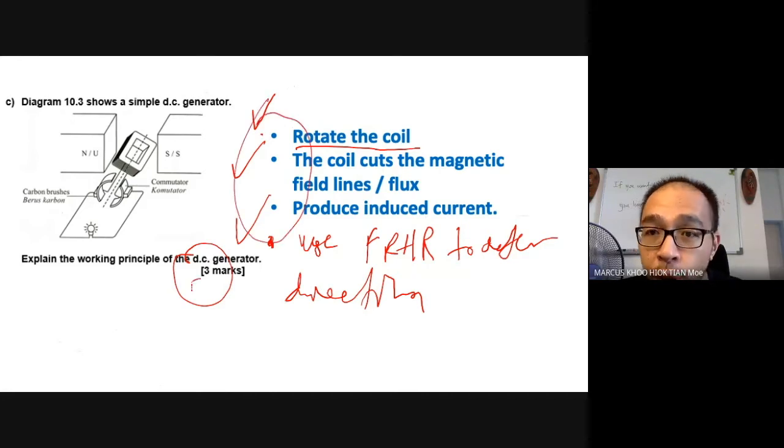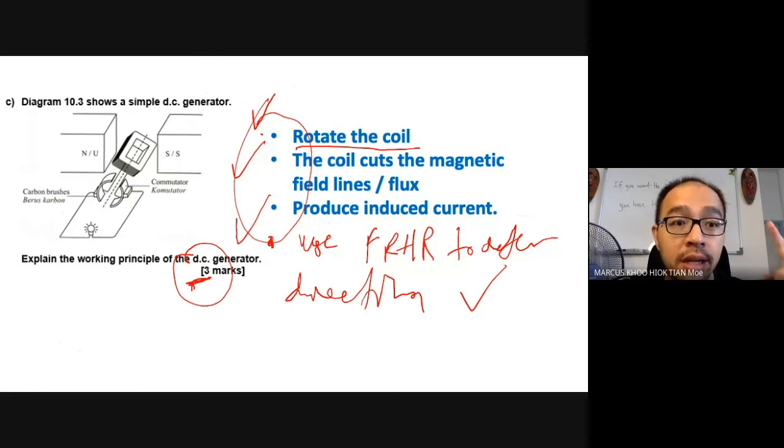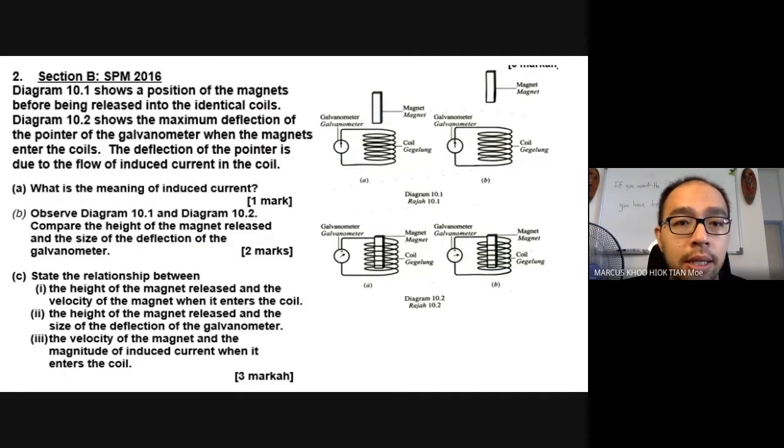But if it is a 4-mark question now, guys, okay, if it is a 4-mark question, you need to talk about Fleming's right-hand rule, because that will determine the direction of the current flow. Okay, generator. All right, let's go to this.